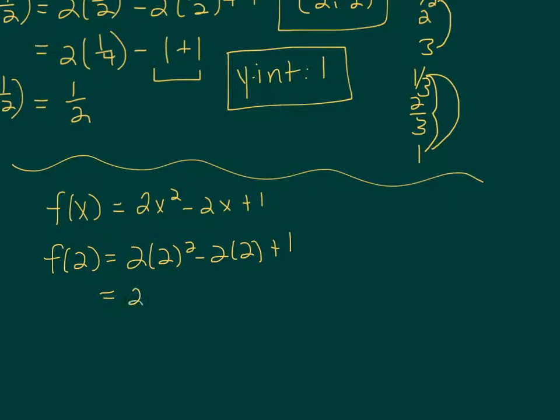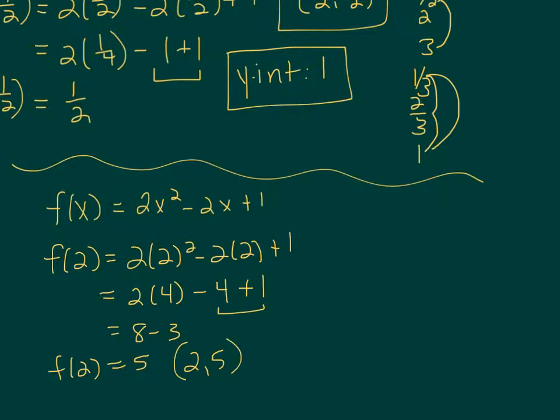Remember to square first, so it's 2 times 4, 2 squared, minus 2 times 2 is 4 plus 1, so that's 8, and then this would be -3, so the output's 5. F of 2 is 5. So we got 2, 5, and then its twin point will also have an output of 5.